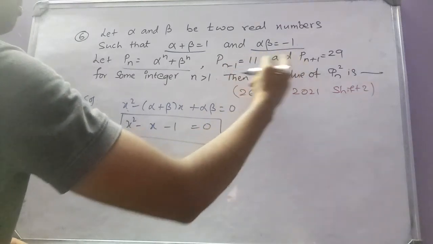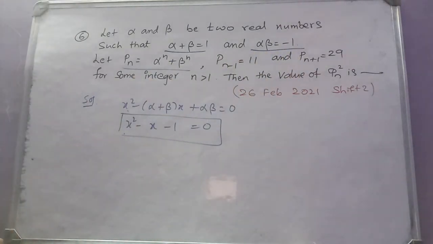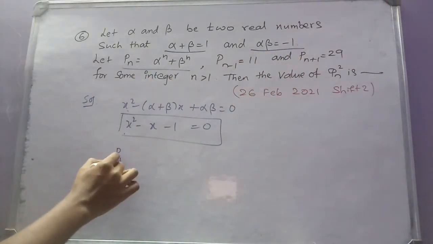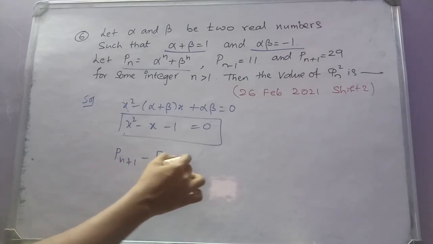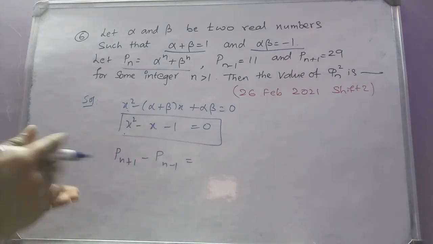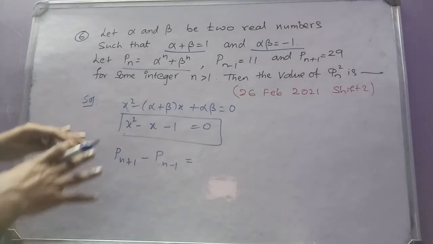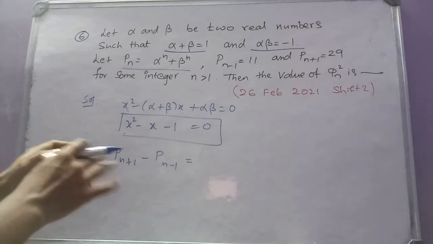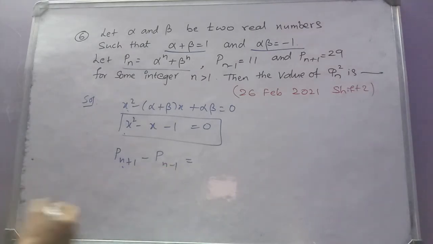They have given Pn plus 1 and Pn minus 1. Let me find the difference between the future and past. Let us see what happens. You can have your own methods while solving a problem. It's not that you get the answer in the same method. You can have your own methods, right? So what is Pn plus 1?